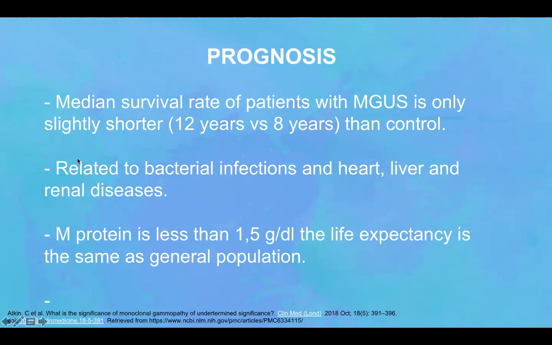And the morbidity of this pathology is about the complications that the patient can have, usually bacterial infections and renal diseases. And we're going to discuss what we need to do with the patients depending on the levels of M protein. If we see that the patient has less than 1.5 grams per deciliter, the life expectancy is going to be similar to the normal population.